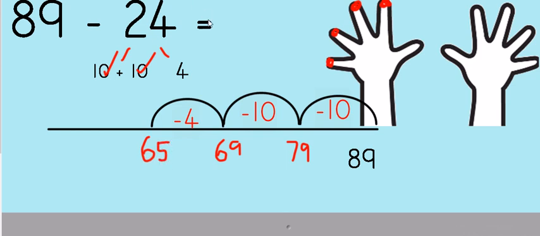Brilliant. Let's just finish off that number sentence. 89 take away 24 equals 65. Tick or fix.